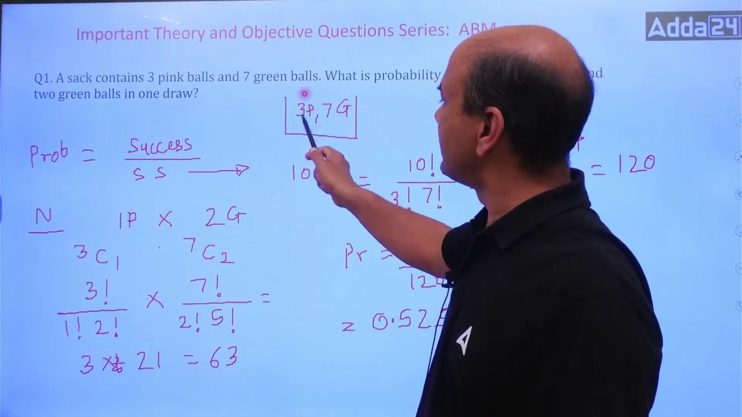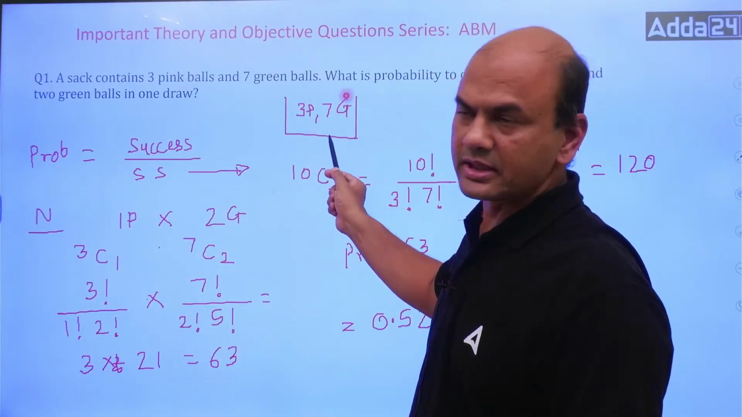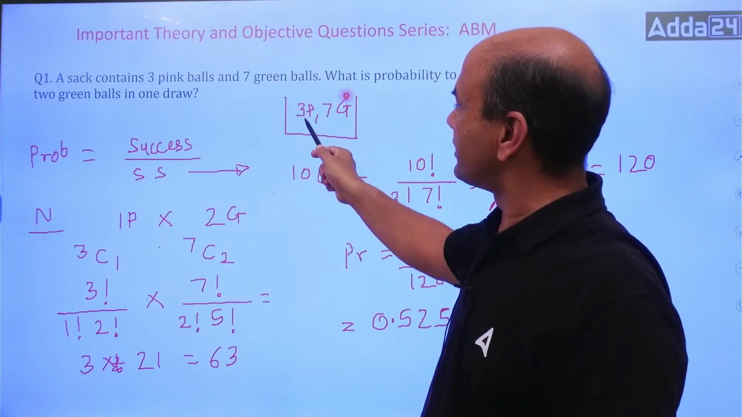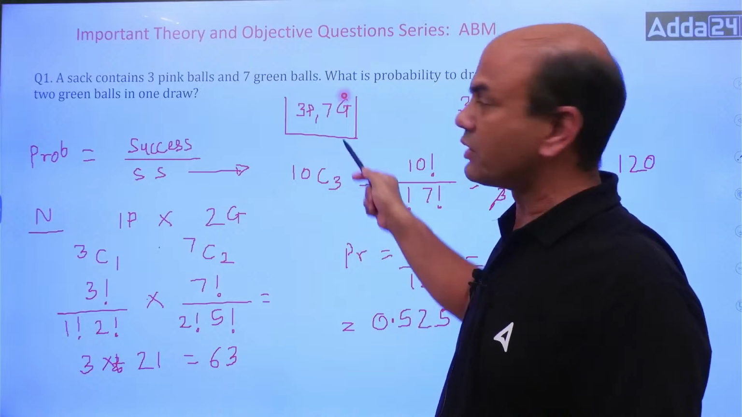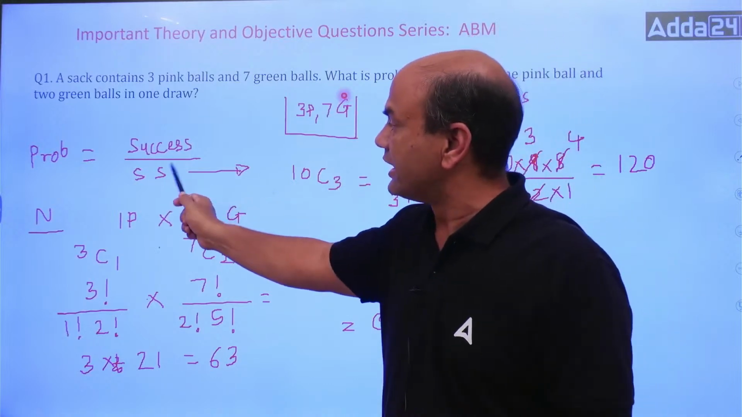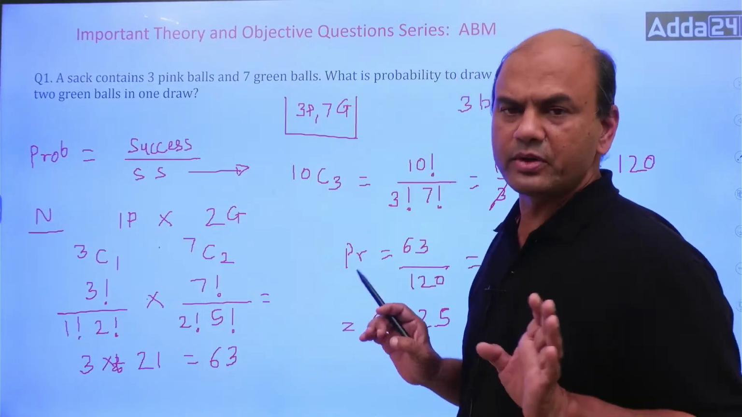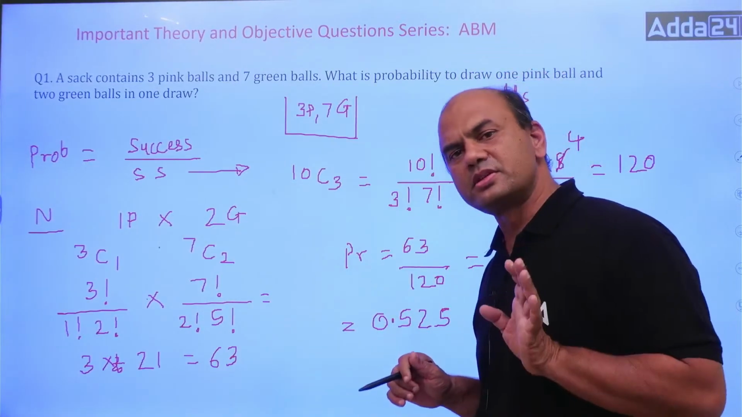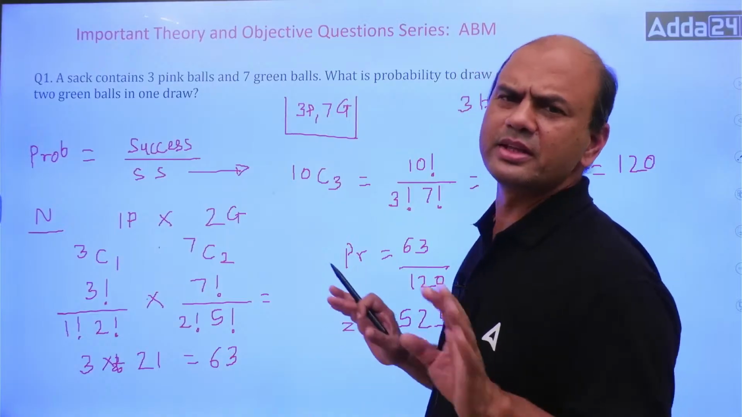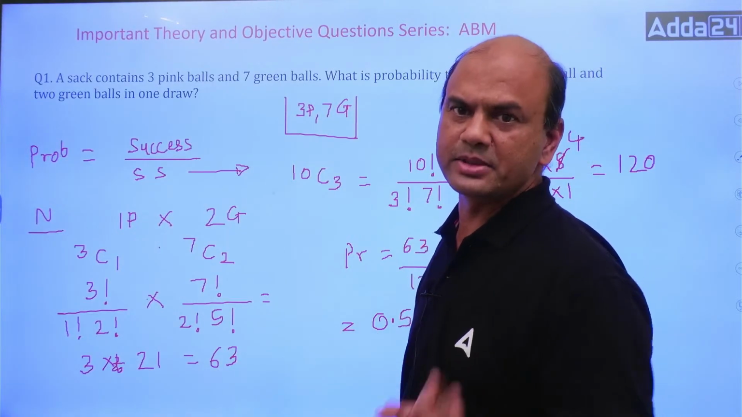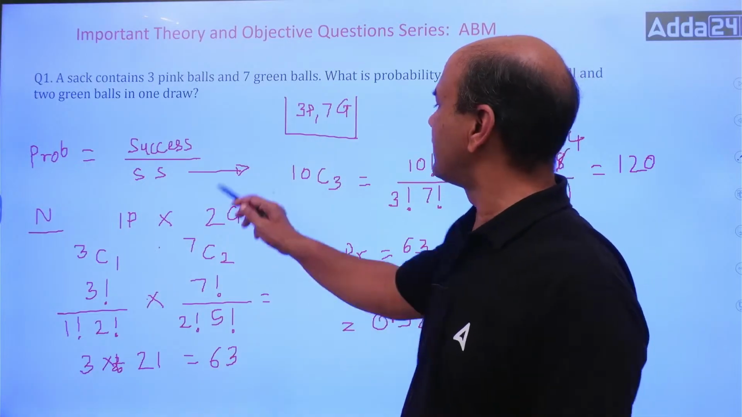So see this, 3 pink and 7 green. These are the total. This is my sack or bag. These are the 3 pink balls. These are the 7 green balls. Out of them I have to select 3. In sample space, what am I doing? I am selecting 3 balls. So sample space knows only one thing: how many are selected in total? Tell me that. That is sample space. So here I am selecting 3.